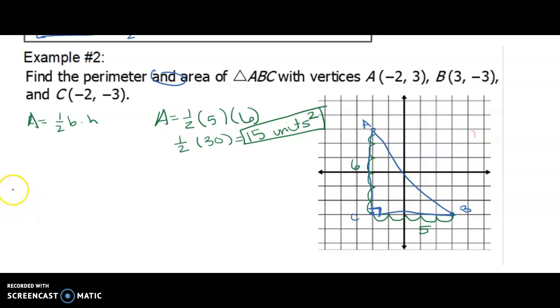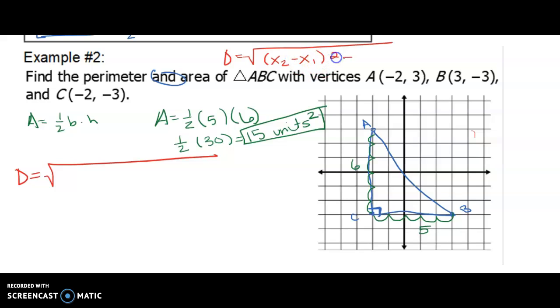Yes, we would use the distance formula. Remember, we learned that in the last section. The distance formula, I'm going to write it up here: the square root of x2 minus x1 squared plus y2 minus y1 squared.